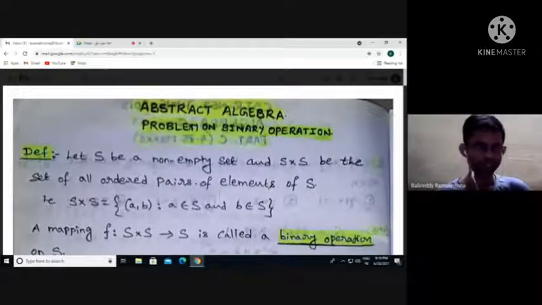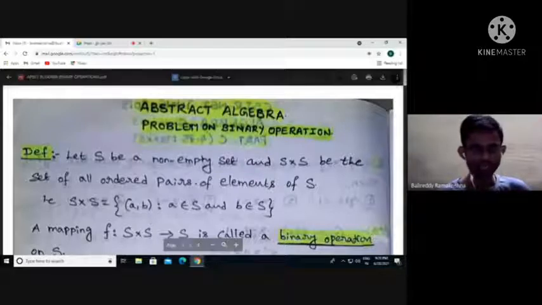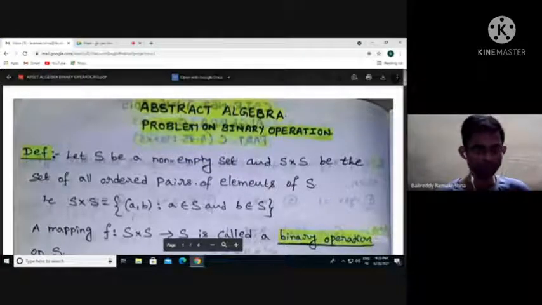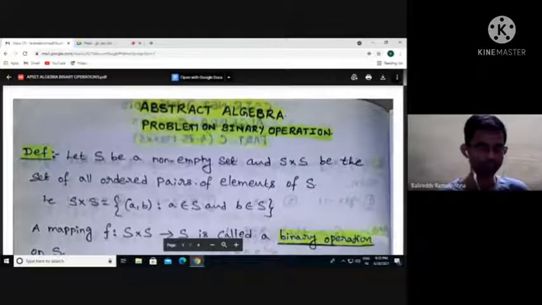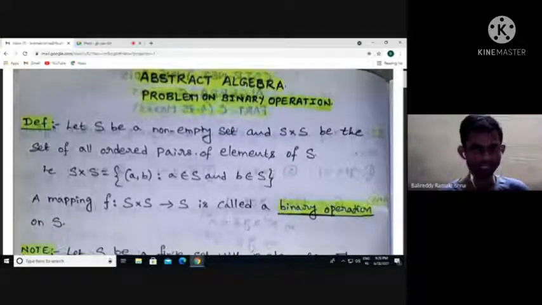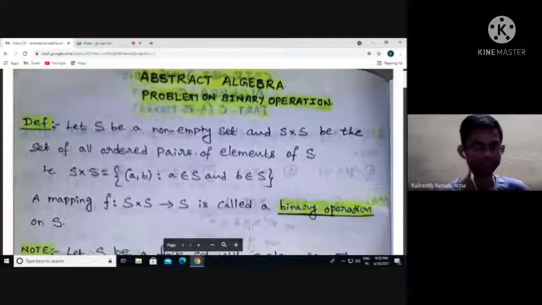So first, we recall the definition of a binary operation. Let S be a non-empty set and S cross S be the set of all ordered pairs of elements of S. That is, S cross S is equal to the set of all ordered pairs (a, b) such that a belongs to S and b belongs to S. This is the Cartesian product of two sets. A mapping f from S cross S to S is called a binary operation on S. A binary operation is nothing but a mapping from S cross S to S.